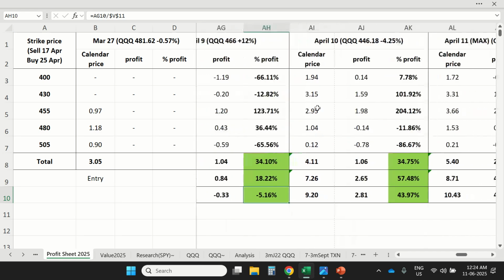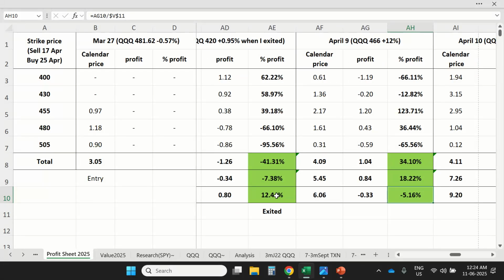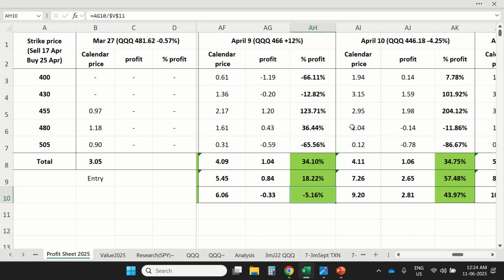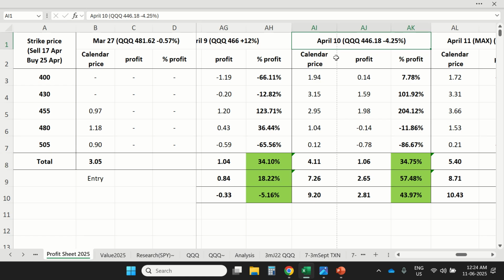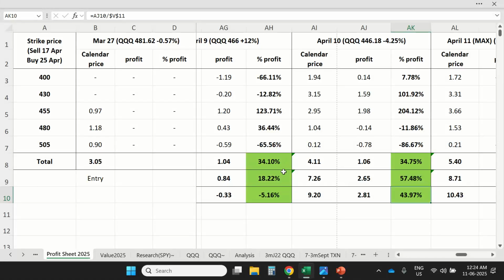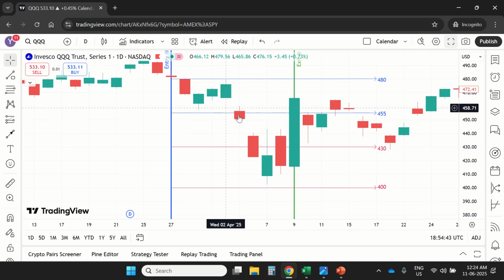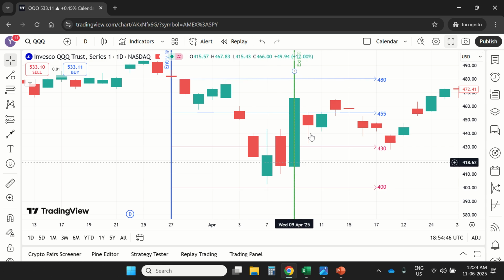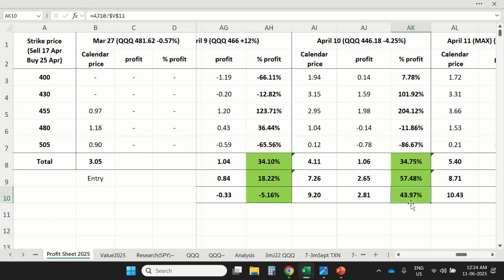Now let's see how it would have performed if I had missed this exit and had to stay in this trade. On 10th of April, QQQ went to 446, and this whole trade, five calendars, was in a profit of 43.97%. So you can see how suddenly on 9th and 10th of April it is giving so much profit. The idea is, if it is falling very drastically, it has to bounce back, and once it bounces back you get very good profit.